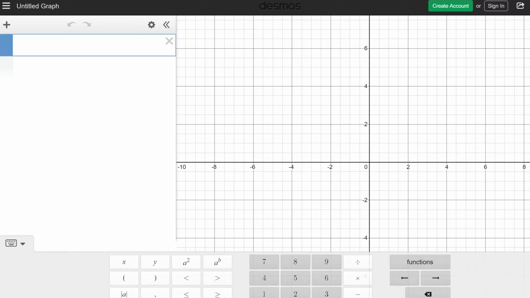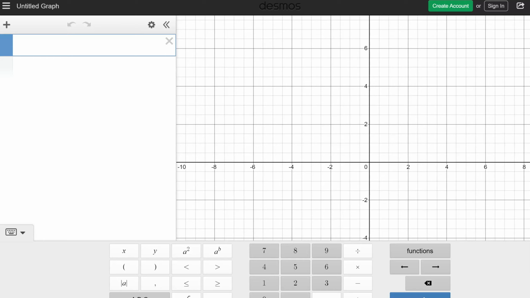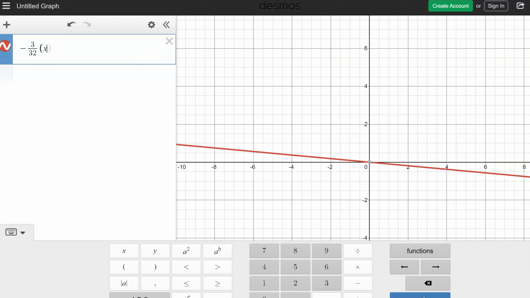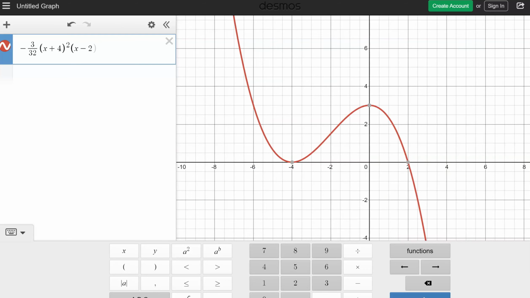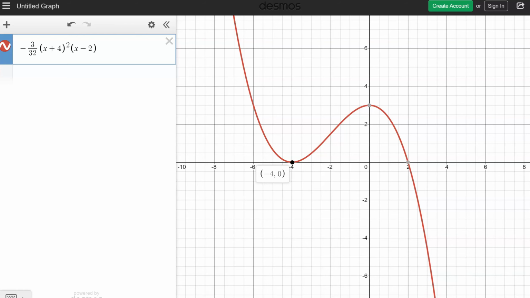Let's go ahead and type in, let's see, we had negative 3 over 32 times (x plus 4) squared, and then times (x minus 2). And what do you know? Look at that. It looks just like that graph. How cool is that? It's bouncing right here at negative 4 because we squared that. It's hitting the y-axis at 3 and hitting the x-axis at 2.